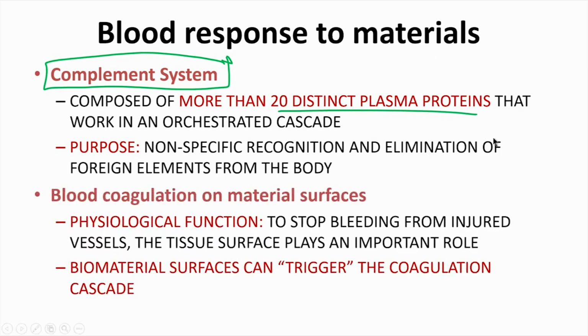And then there is of course blood coagulation on the material surface. So, this is a physiological function to stop bleeding. If the blood comes in contact with anything which is not an endothelial surface, the body knows that it should not be like that. It could be because it might be bleeding out. So, the body then triggers a cascade of pathways that causes clotting of the blood at the site where it is not the endothelial surface anymore.